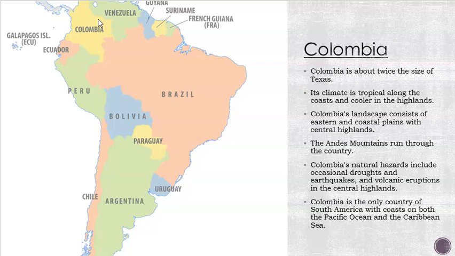Colombia has the Andes Mountains running through it, and the natural hazards include droughts and earthquakes, along with volcanic eruptions in the Central Highlands. This western side of South America in the Andes Mountains area is going to be rife with volcanic activity.